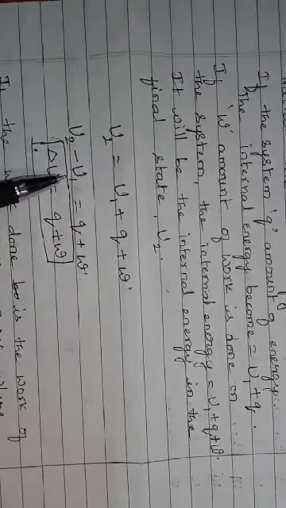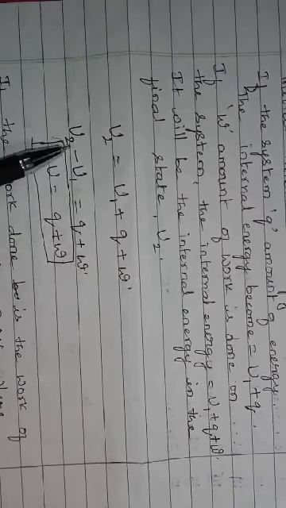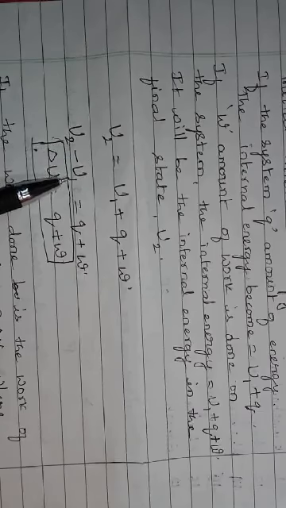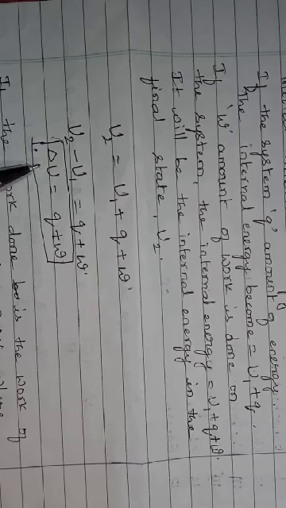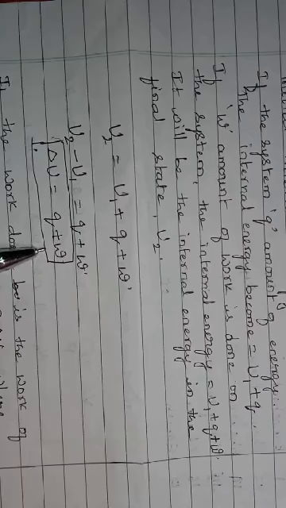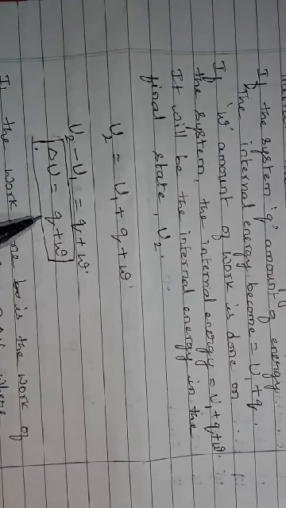Bringing U1 to this side, it becomes U2 minus U1 is equal to Q plus W. U2 is the internal energy in the final state, U1 is the internal energy in the initial state. The difference between these two is nothing but the change in internal energy, delta U. Delta U is equal to Q plus W. This means the first law of thermodynamics relates internal energy, heat energy and work.